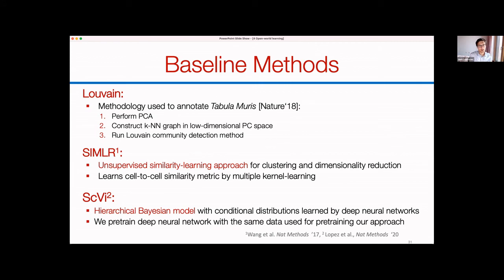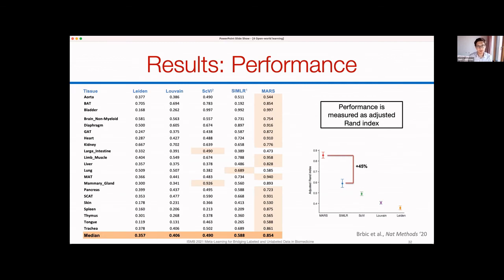And then we will also compare to two more advanced methods. One is called SIMLR, which is an unsupervised similarity learning approach for clustering and dimensionality reduction, and it learns a cell-to-cell similarity metric using multiple kernel learning. So again, a method that doesn't do any transfer of knowledge between annotated tissues and the target unannotated tissue. And then we'll also have the last method that is built on a hierarchical Bayesian model and deep neural networks, where we pre-train the deep neural network with the same data that we use to pre-train our approach, the Mars approach. When we apply these different methods, here they are, 5 columns, 5 different methods, and then different tissues.